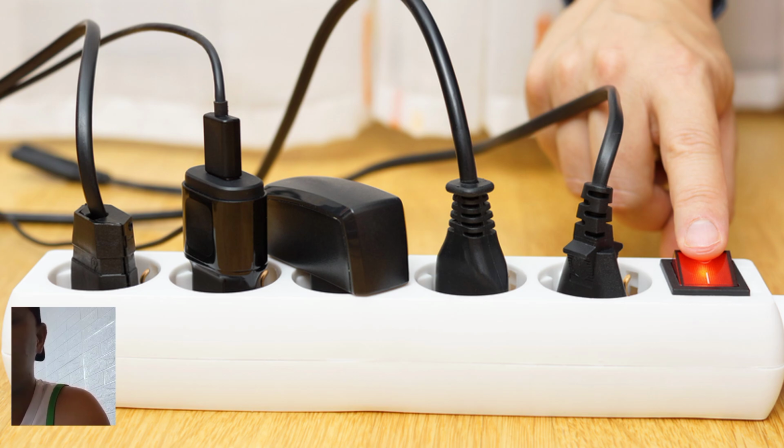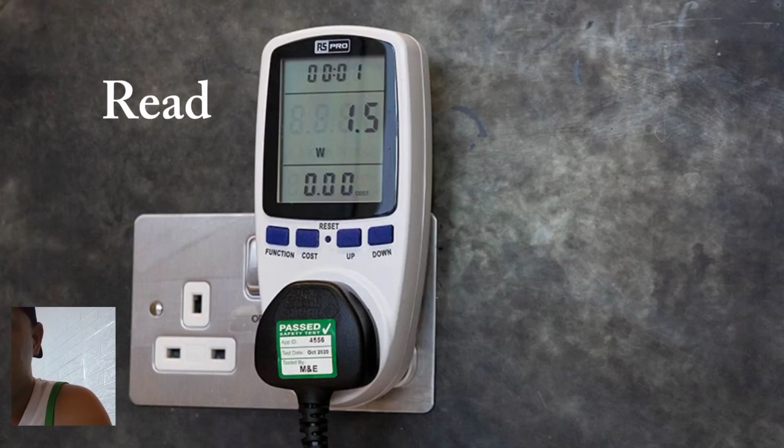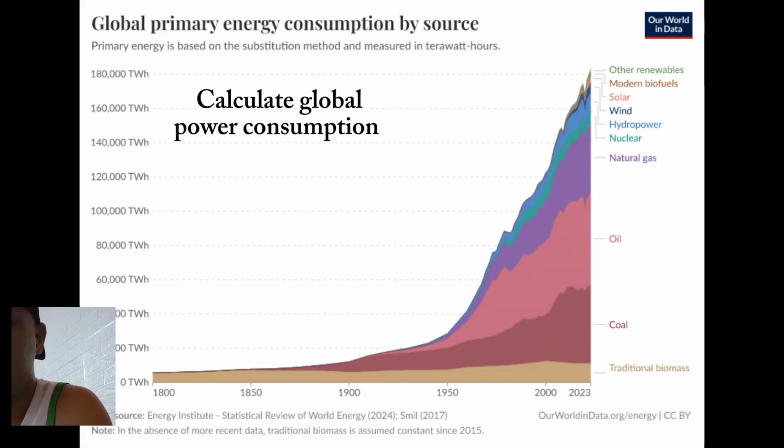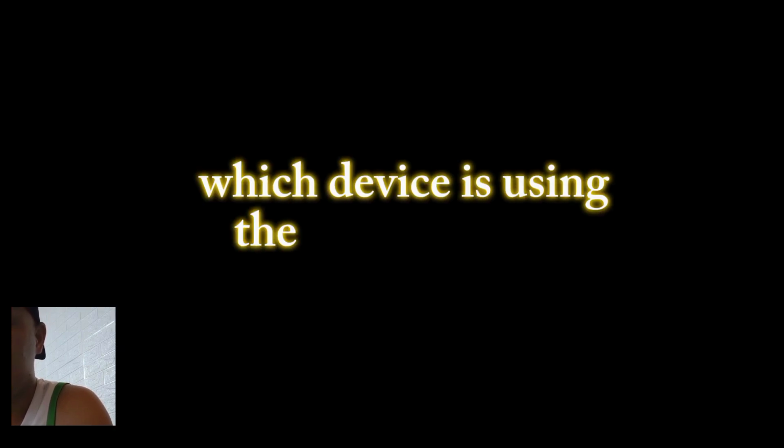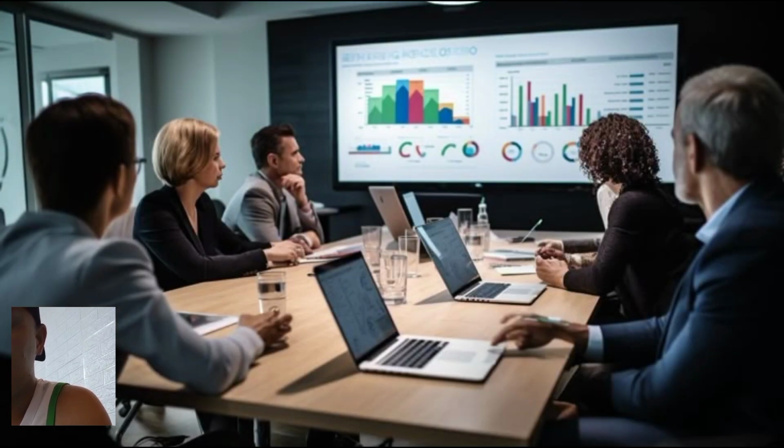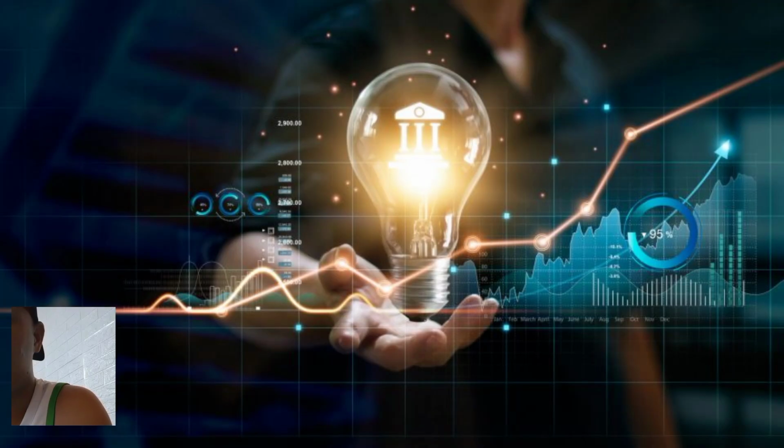Problem statement. Our scenario involves 5 office devices plugged into a smart power strip. The goal is to read their power usage, calculate total power consumption, and figure out which device is using the most energy. This can help the office decide which devices need attention to reduce power consumption.